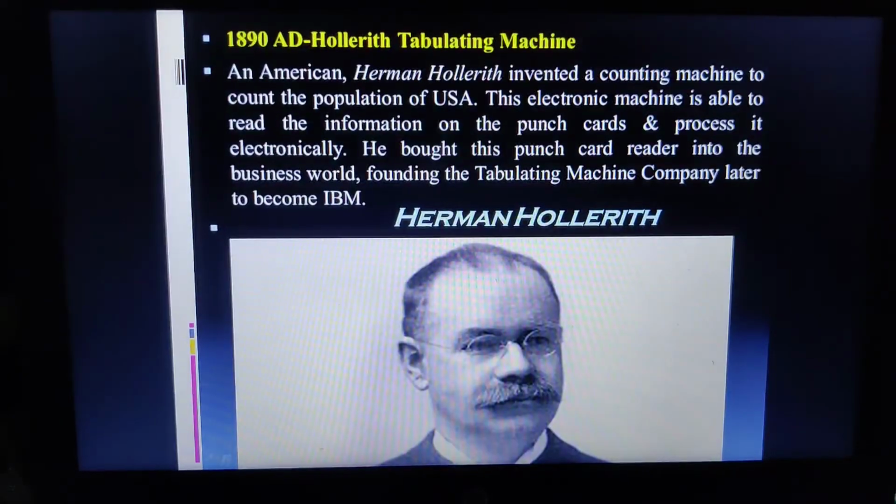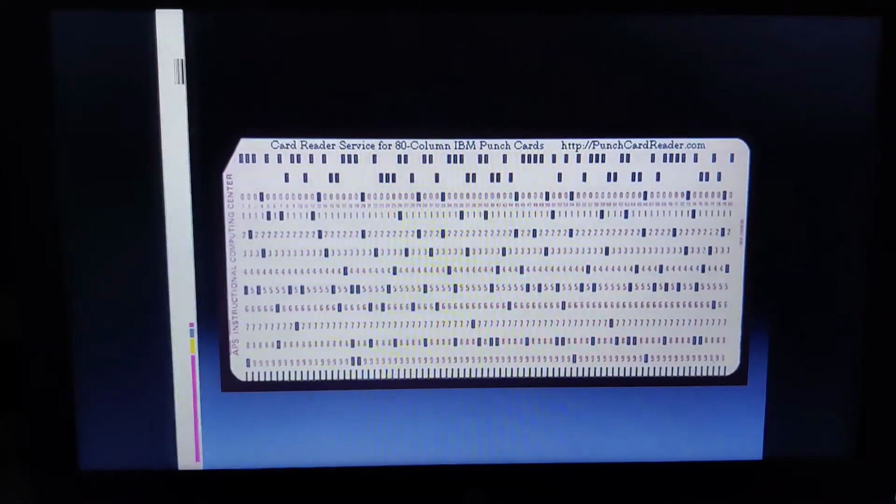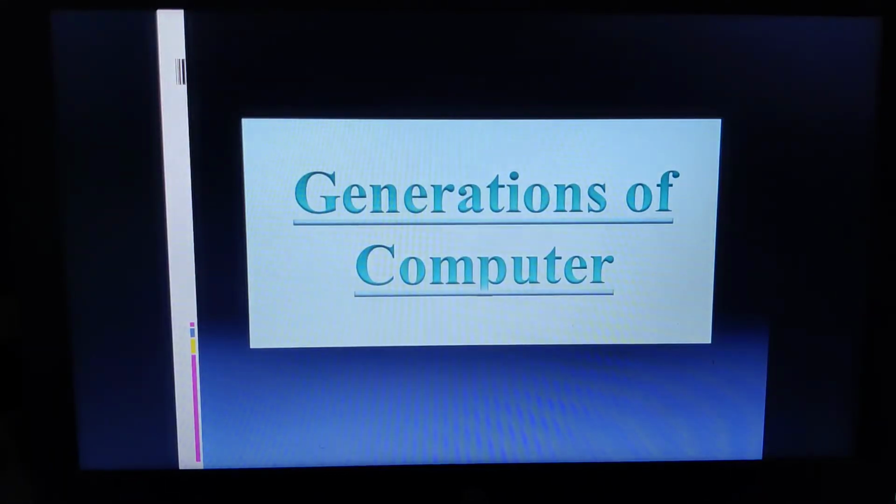Here IBM stands for International Business Machine. Remember, they may ask you to expand the abbreviation IBM, so you should know that IBM stands for International Business Machine. This completes the evolution of computers. Moving on to the next important topic, the generations of computers. We need to discuss about five generations of computers, so let us start with this.